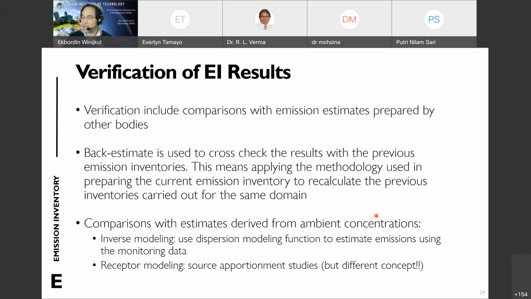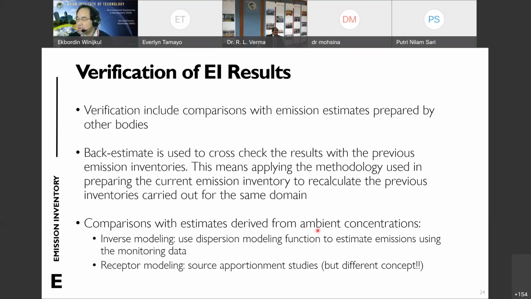Okay, last slide is going to be talking about verification of the emission result. The emission inventory should be verified in order to check the correctness. So the verification includes comparison with other studies. It also includes back estimation, where you use the same methodology that you use now on the data that you developed in the previous year and check whether it's correct. And also you can compare with other estimates.